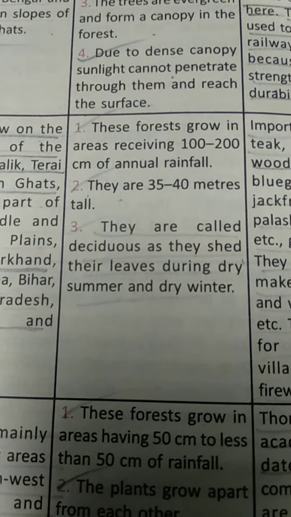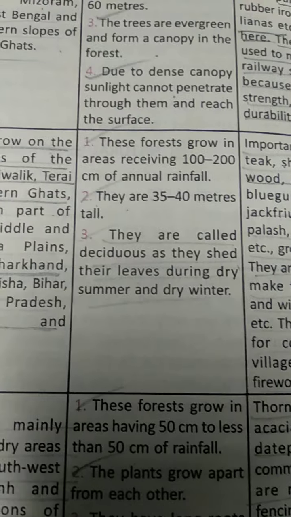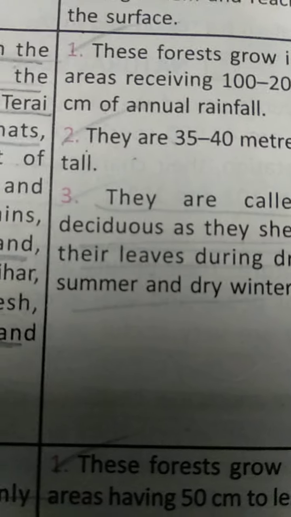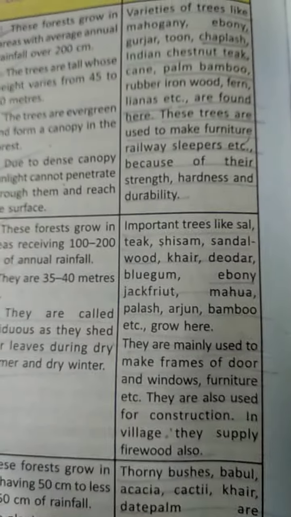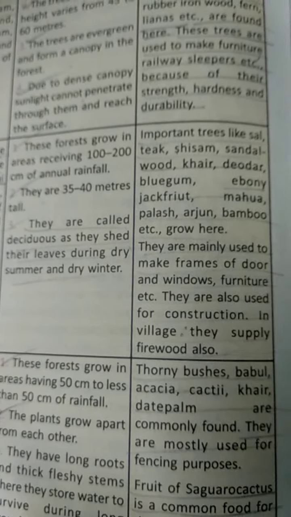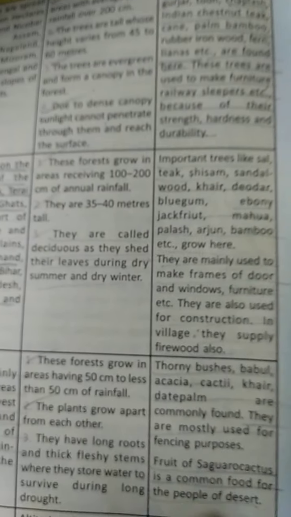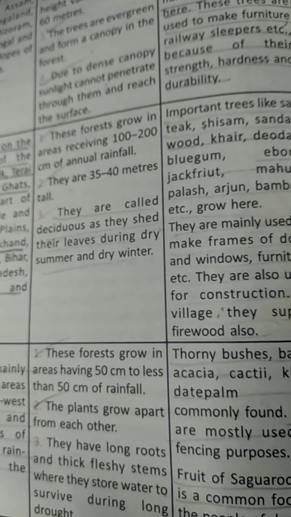Now, what are the characteristics of this forest? They grow in areas where the annual rainfall is from 100 to 200 cm. The height of the trees is from 35 to 40. They are called deciduous as the trees shed their leaves during the dry summer and dry winter. Trees like teak, sisam, which is common in India, jackfruit, ebony, palash, arjun, bamboo, etc. grow here. These trees are used for making frames of doors and windows and furniture, also in construction, and as firewood in villages.